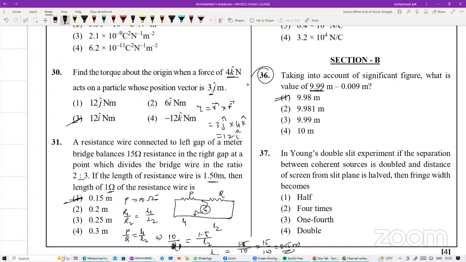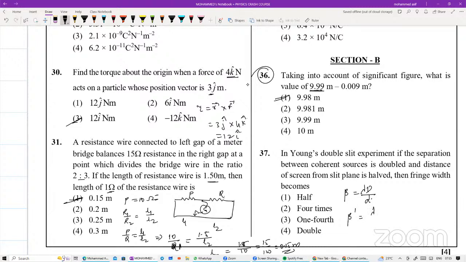37, देखो. In Young's double slit experiment, if the separation between the coherent sources is doubled and the distance of the screen from the slit plane is half, then the fringe width will become how much? Fringe width का फॉर्मूला मैंने कल ही बताया था आप लोगों को. Beta is equal to lambda into capital D divided by small d.